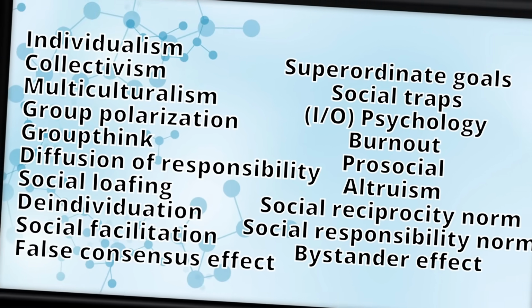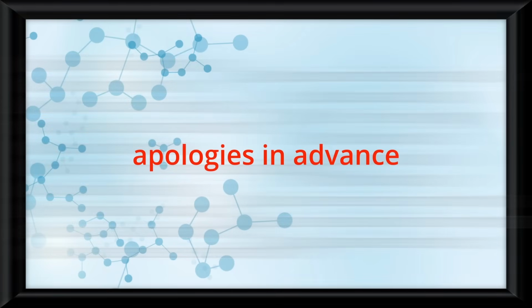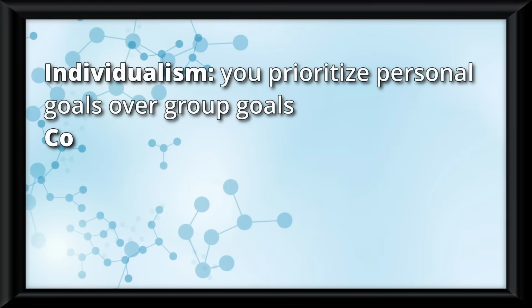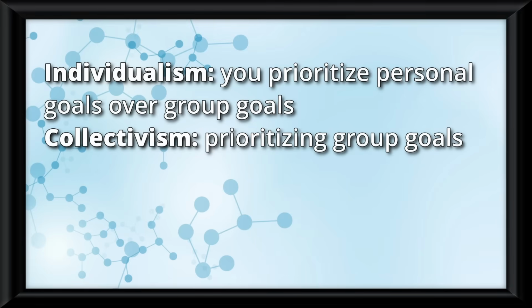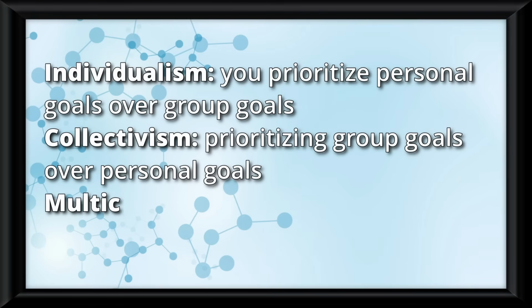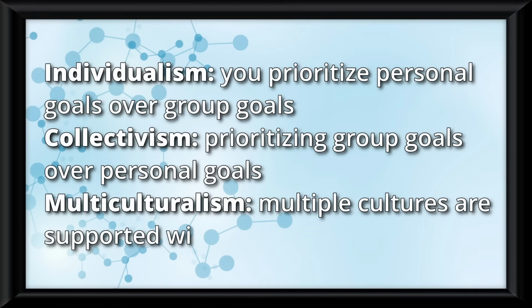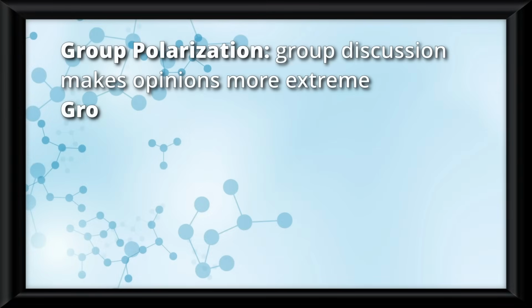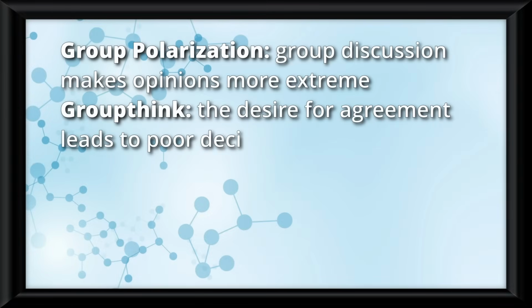And, oh my goodness, that is a lot more terms I have to cover. I'm gonna apologize right now because I need to go real fast through these. Individualism means when you prioritize personal goals over group goals. On the other hand, collectivism is prioritizing group goals over personal goals. And multiculturalism is when multiple cultures are supported within one society. If you are a member of a group, some phenomena you might see are group polarization, meaning when group discussion makes opinions more extreme. Groupthink is when the desire for agreement leads to poor decisions.